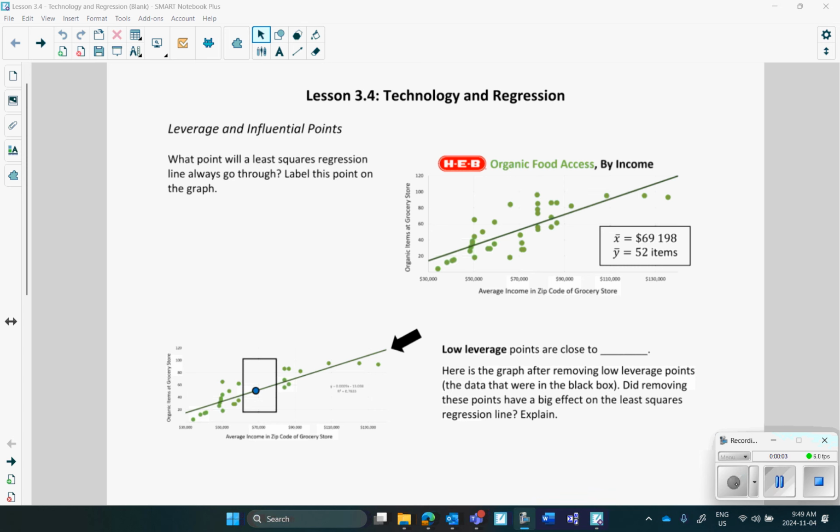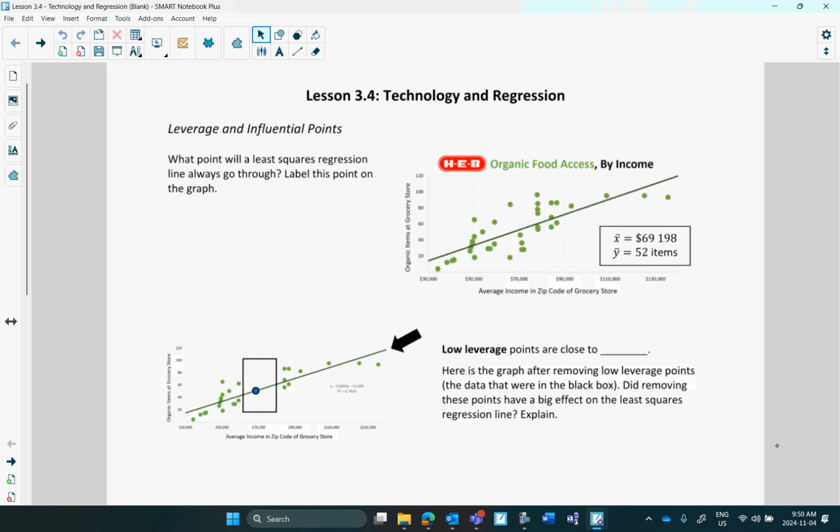So to finish this unit, the last lesson we finished off by talking about outliers in a set of data that we can make a least squares regression line for and do some analysis of. There are different types of outliers, but we give them different names and we call them influential points.